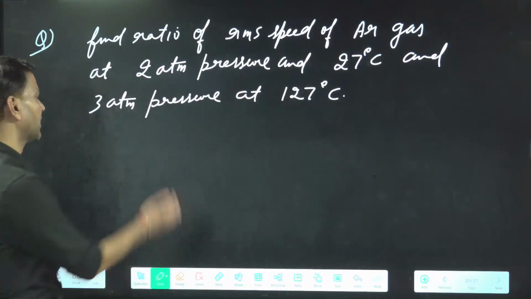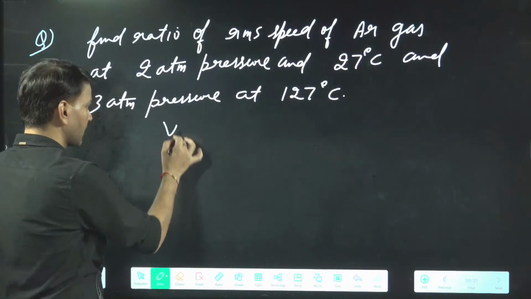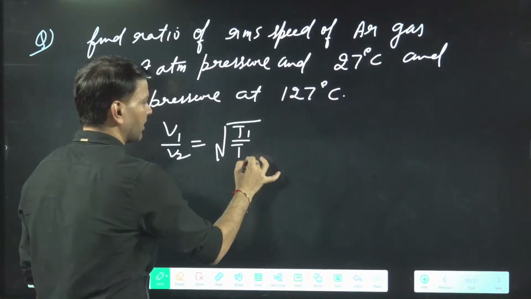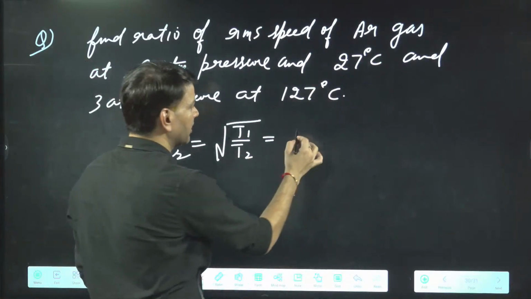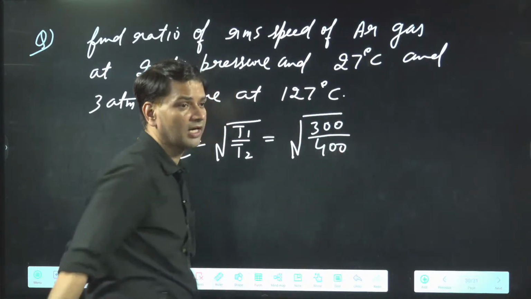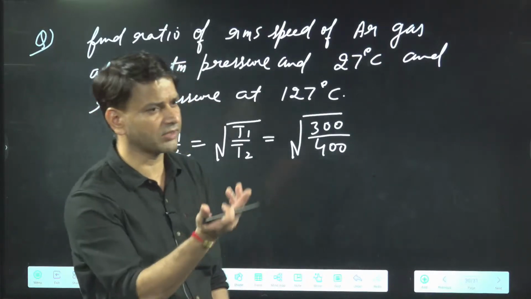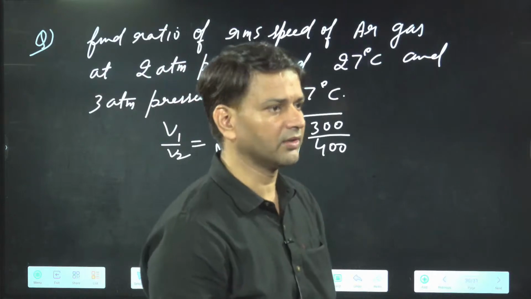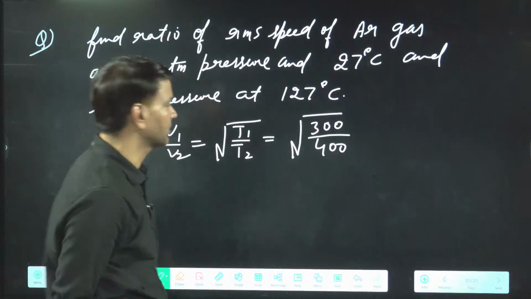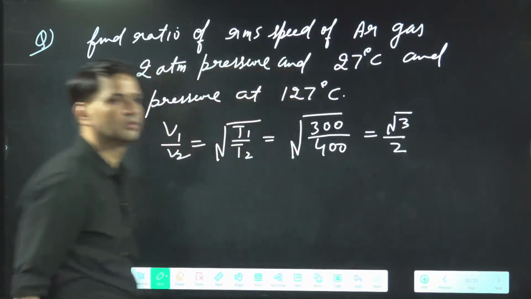Okay. So then directly we can say V1 by V2 is equal to under root of T1 by T2. So then you will get under root of 300 by 400. People may start thinking of the formula under root P by rho, but that is not required because density data they have not given. Pressure will be different, so density will be different. But temperature they have given, so we will always see the temperature effect. So then you will get root 3 by 2.